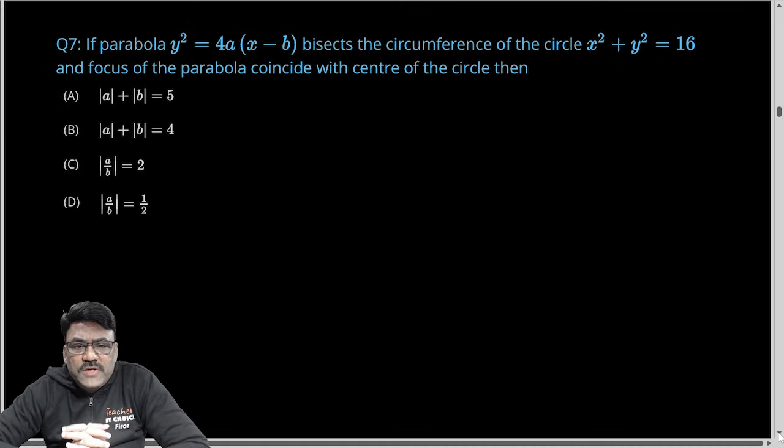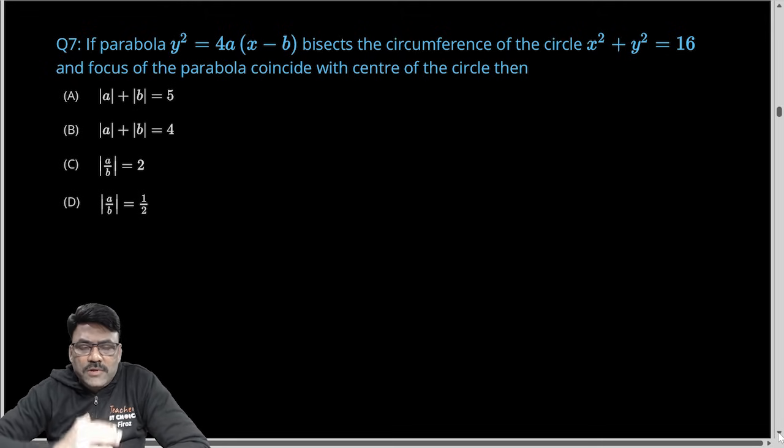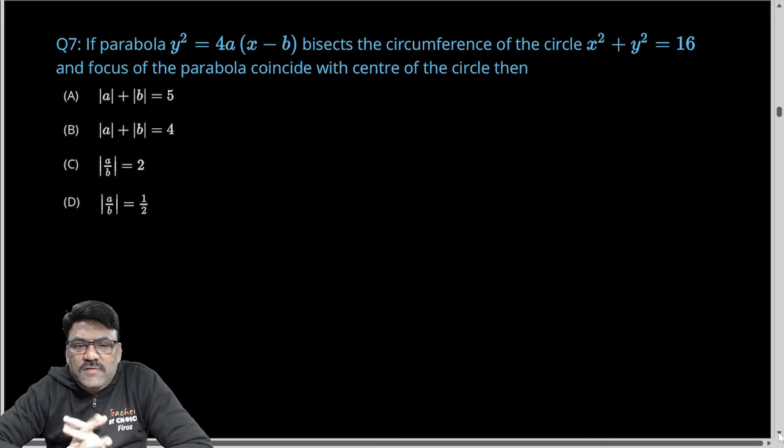See this question. This is based on parabola and circle. So you are given a circle here, x square plus y square is equal to 16. Of course, the center of the circle is origin, radius is 4. And you have a parabola here, whose vertex is (b, 0), and axis of the parabola is x-axis only. Vertex is (b, 0) and axis is x-axis.